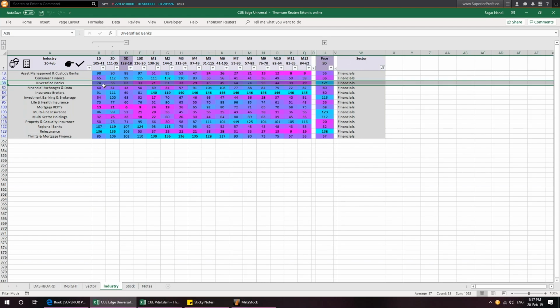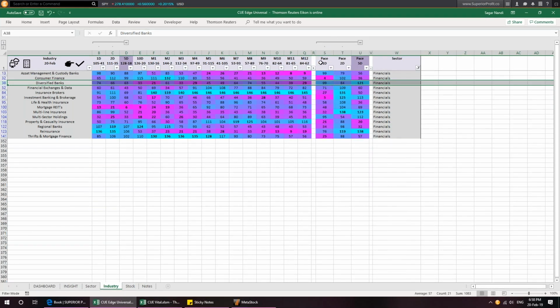I can see the diversified bank industry is not strong, and it is all relative. This is not strong relative to all the other industries we track, hundreds of industries, but the pace column is showing it is accelerating. That is an efficient way of trading, much ahead of others. Others may come to know when the industry is already strong, but we are able to know based on real-time data. In fact, if the market is open, the 1 day calculations are done in real time, and you can see exactly which industry or sector is accelerating today.